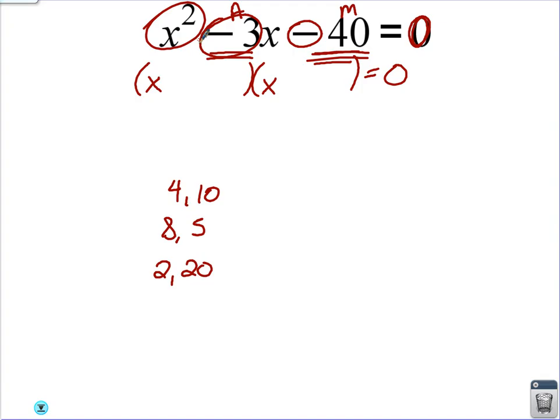Out of those three, which one can I use to get a negative 3? The 8 and 5. Why? Because the difference between 8 and 5 is 3. Now, I need a negative 3, so is it going to be negative 8 and positive 5 or negative 5 and positive 8? Negative 8, positive 5. For this reason. Let's go, and I know we're going way back in algebra now.